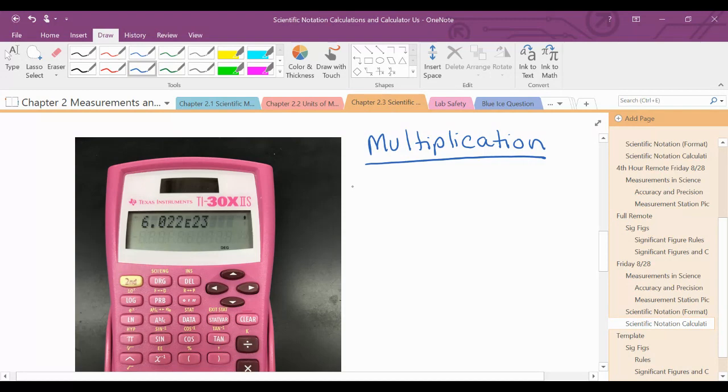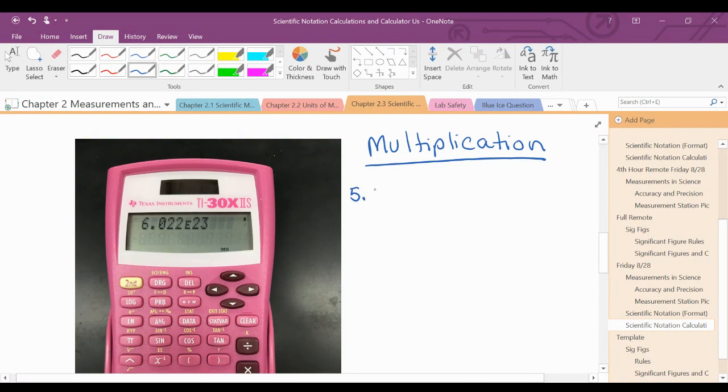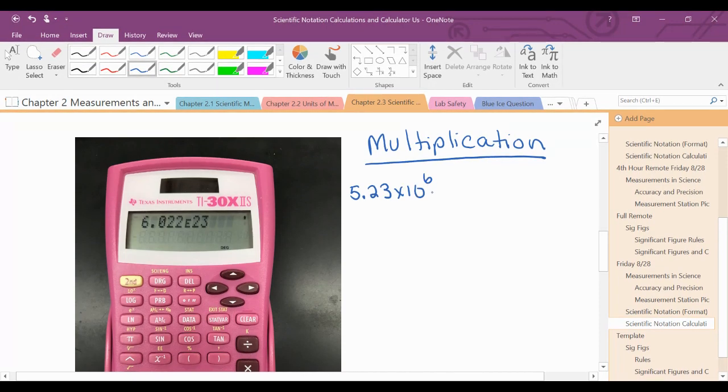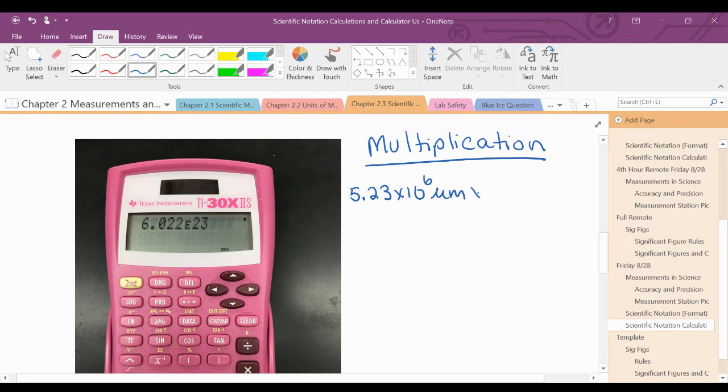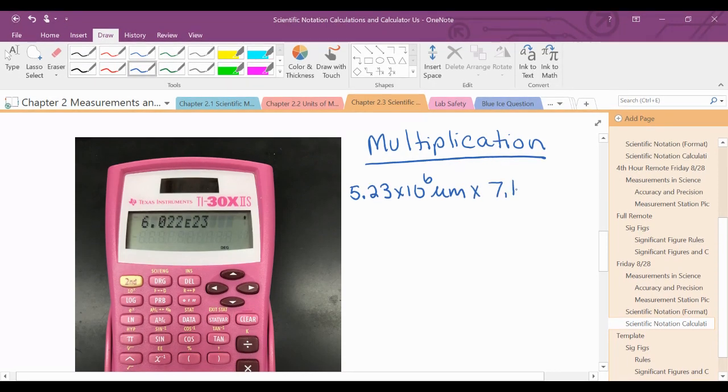So if I have 5.23 times 10 to the 6th micrometers times 7.1 times 10 to the -2nd micrometers, what would that equal? So you're going to plug in your calculator. I'm going to actually write underneath here what you would plug into your calculator.